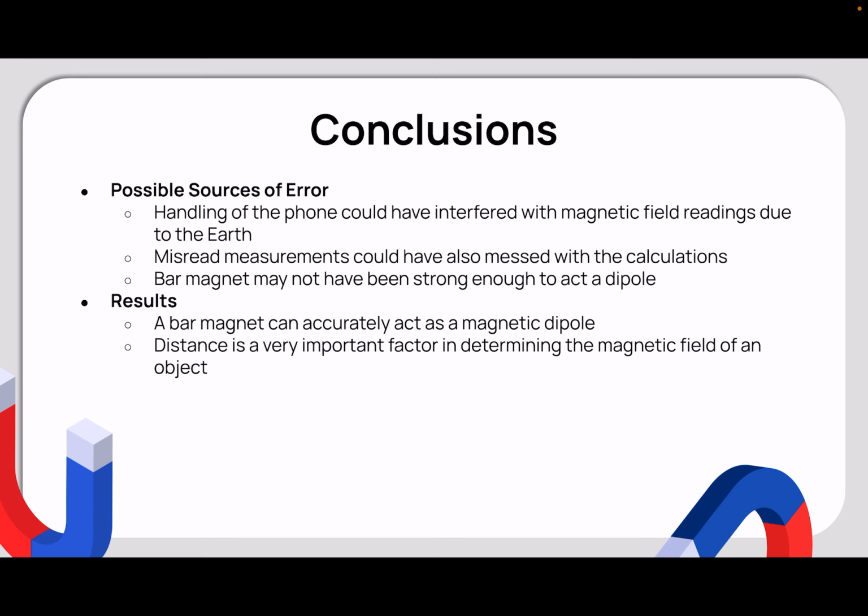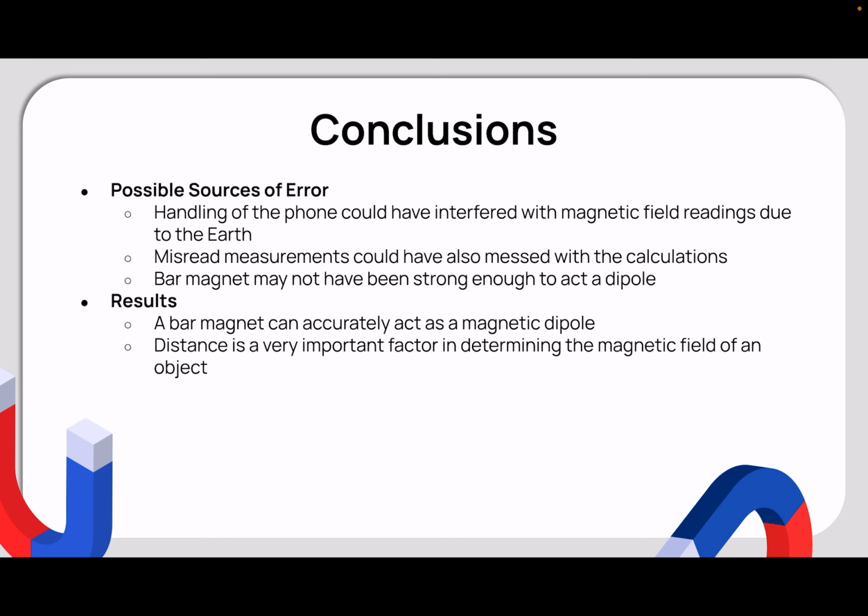Some conclusions of this lab: possible sources of error could be found in handling the phone, and that could have interfered with some of the magnetic field readings. I could have misread measurements from the meter stick, which could have also messed up the calculations. And lastly, the bar magnet I used may not have been strong enough to act as a magnetic dipole.